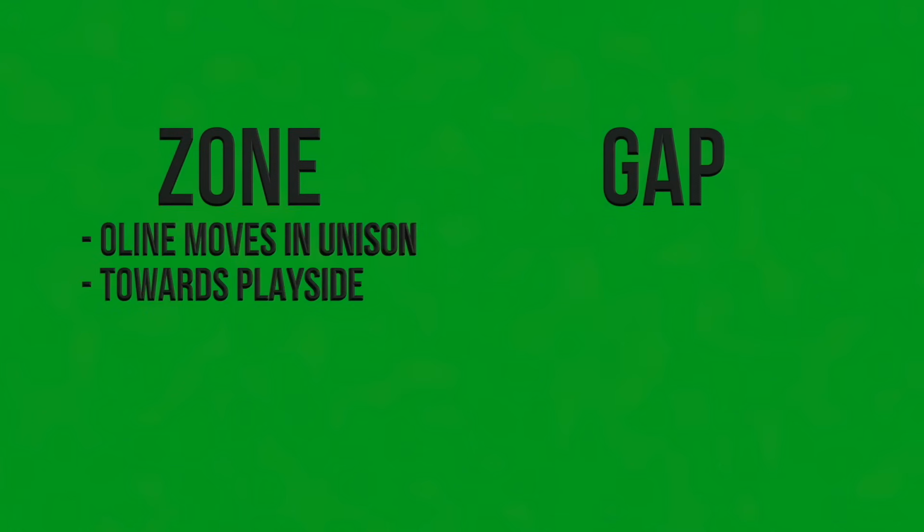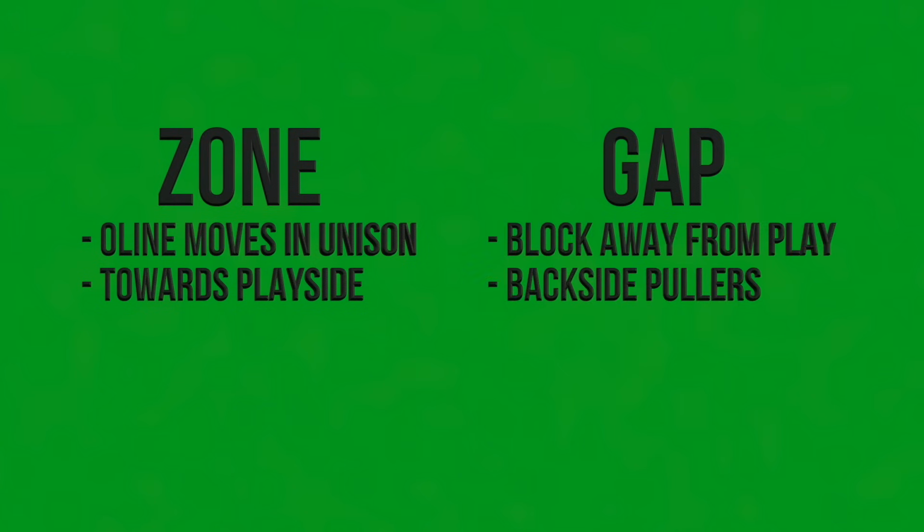The easiest way to differentiate between zone runs and gap runs is that in a zone run, the offensive line moves in unison towards the play side, and in a gap run, the linemen are down blocking away from the play. Also, if there's a lineman pulling to the backside, it's most likely a gap concept.